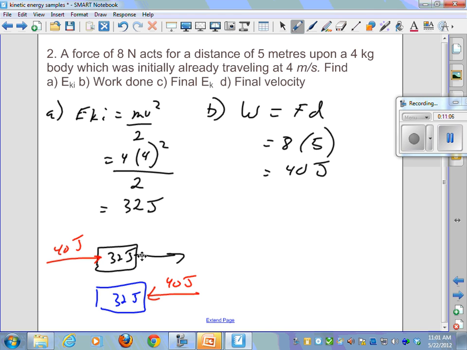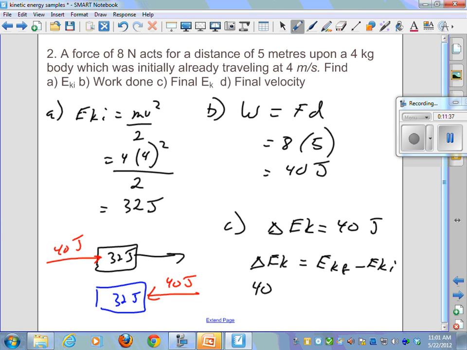So my final EK, my EKF, well, maybe I should first of all say my delta EK, my change in kinetic energy, is 40 joules. And now I can say change in kinetic energy, delta EK, is EKF minus EKI.